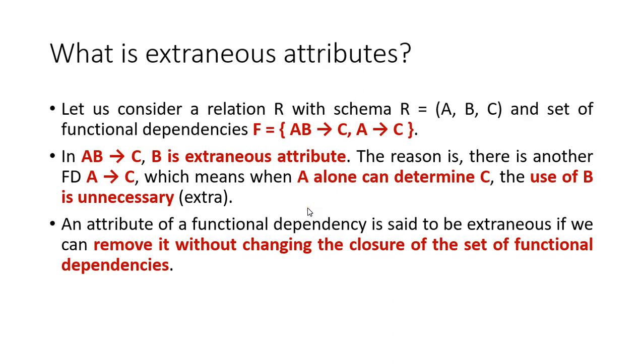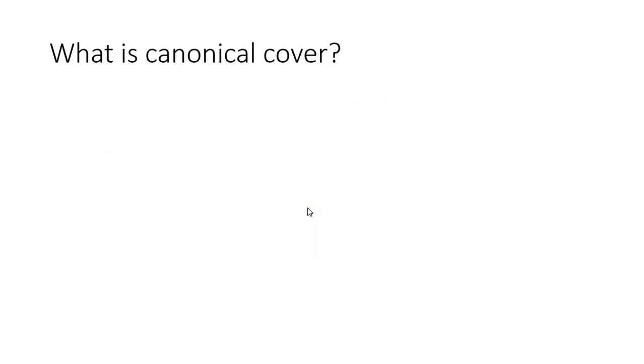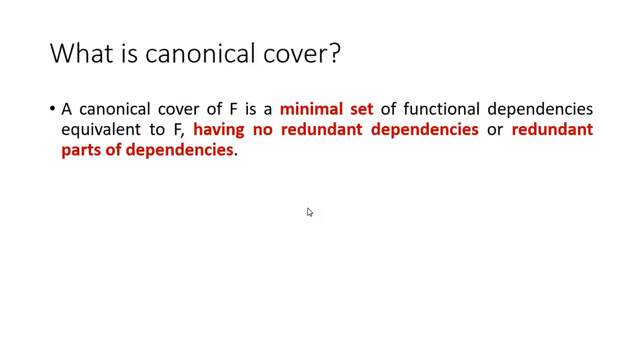Let's try to understand what is a canonical cover. The canonical cover of a set F is a minimal set of functional dependencies equivalent to F, having no redundant dependencies or redundant parts of dependencies. The canonical cover will be denoted by Fc, with c in the subscript.